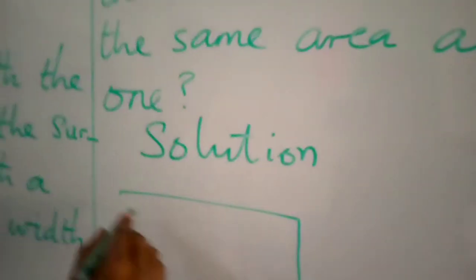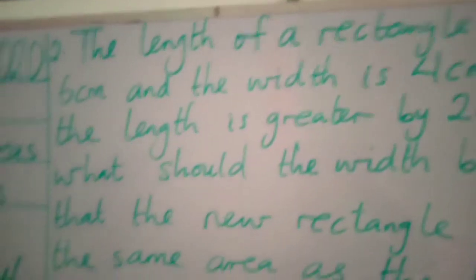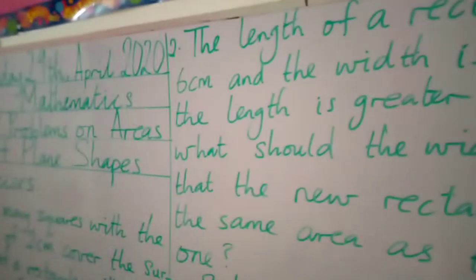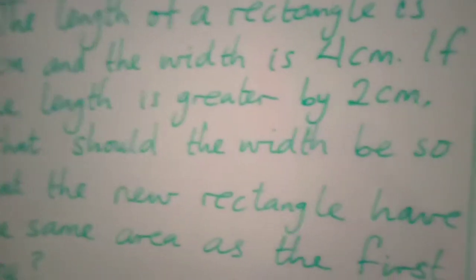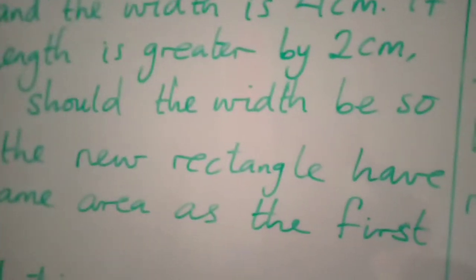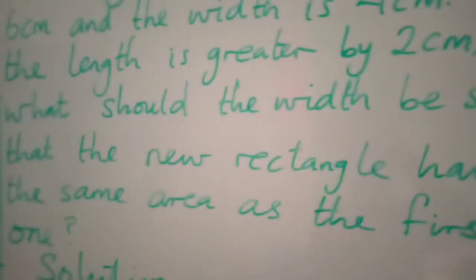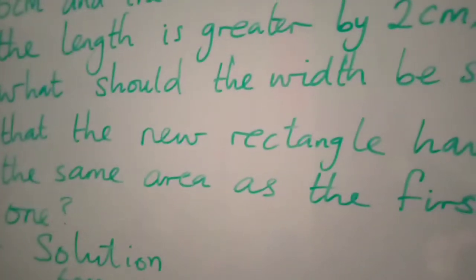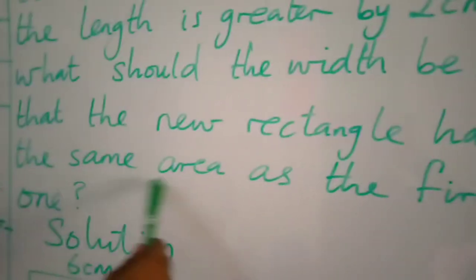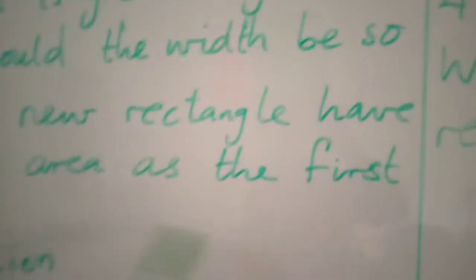Remember we are talking about a rectangle. The length is 6 and the width is 4 centimeters. If the length is greater by 2, what should the width be so that the new rectangle has the same area as the first one?